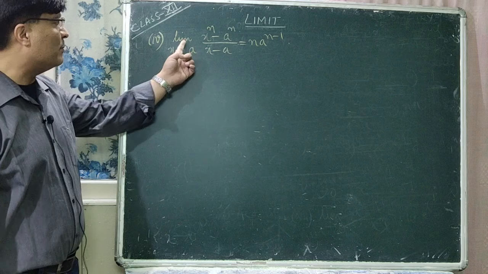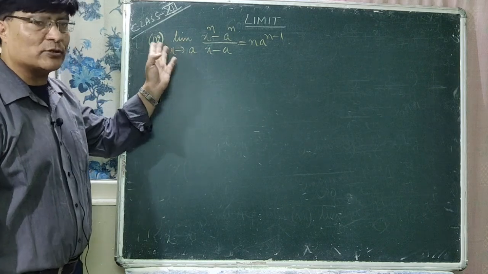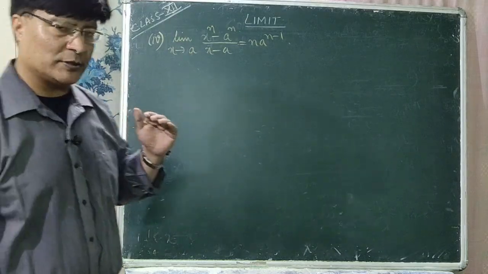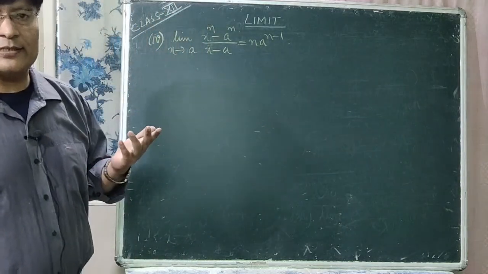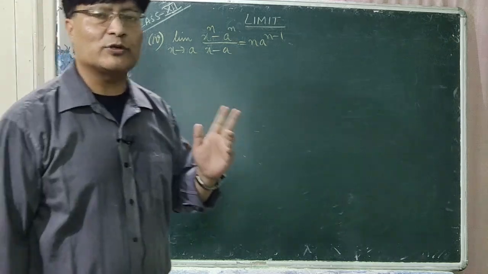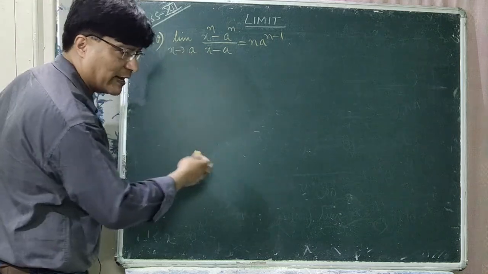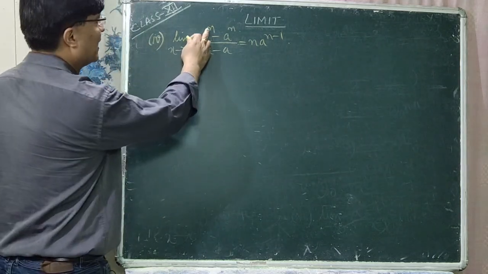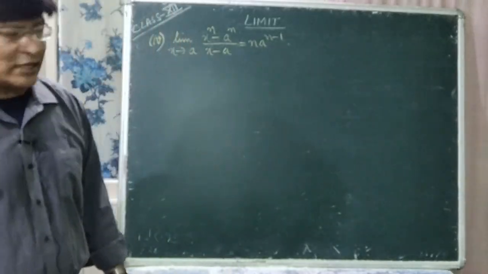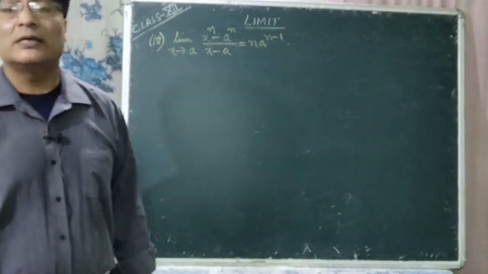Now in this case, limit x tends to a is given. Here x is the variable, so other than x, all other quantities here are constant. Variable means whose value changes, and a constant is one whose value does not change. So here x is a variable because its value changes, and a and n are constants because their value does not change. Let us prove this LHS is equal to RHS.